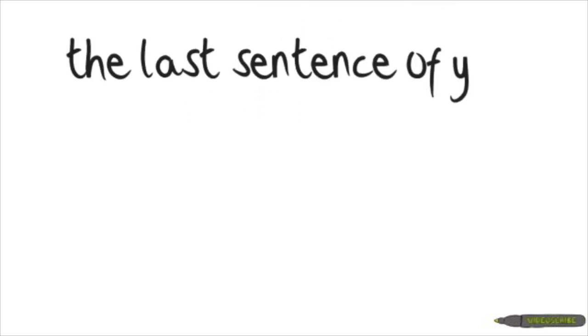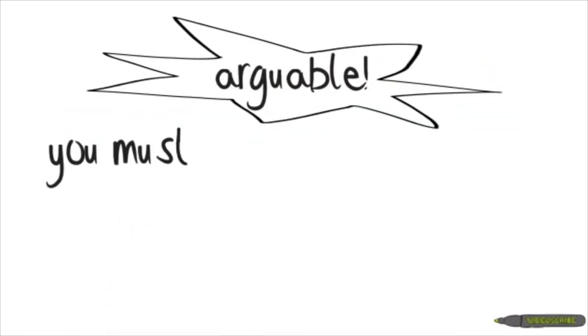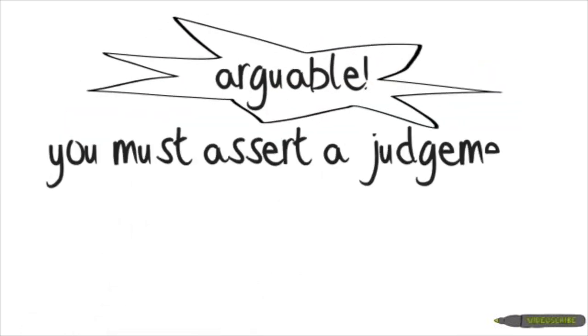A thesis must be 1 or 2 sentences, the last sentence of your introductory paragraph, specific enough to establish strong focus for a chosen audience, arguable. This is very, very important. You must assert a judgment or position.